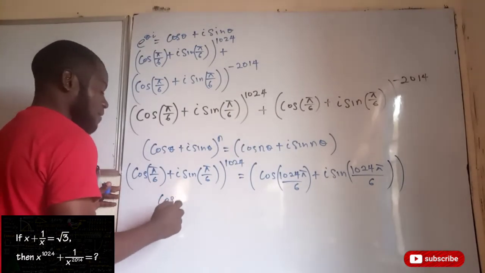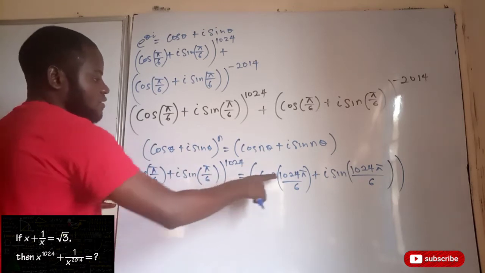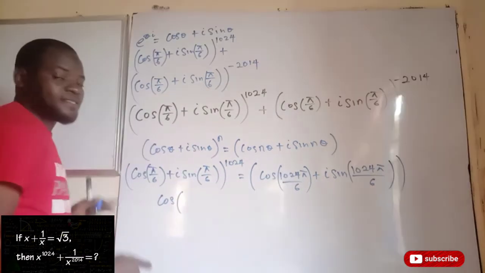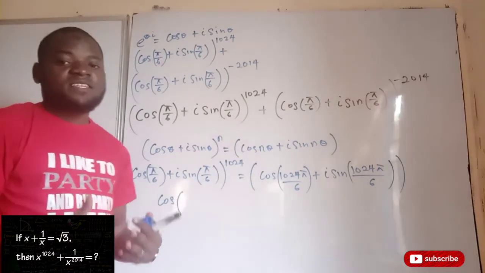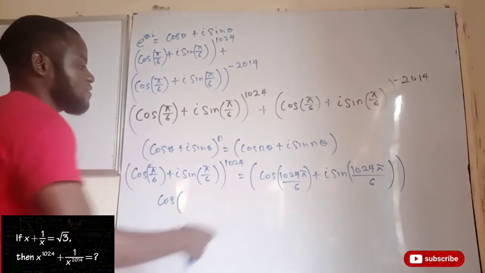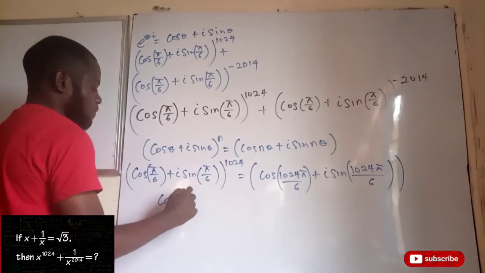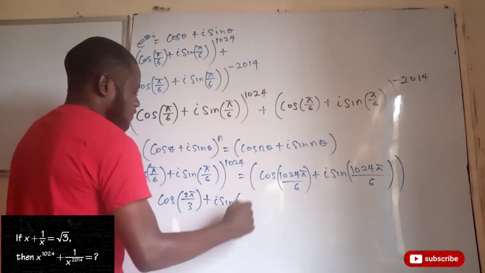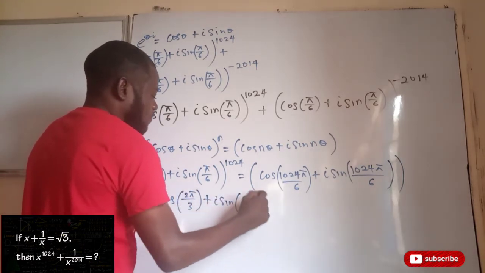Cos of this now is 1024 pi over 6. Like I said, it is absolutely greater than 2 pi. Alright? So we can reduce this now to cos of 2 pi over 3 plus i sine of 2 pi over 3.